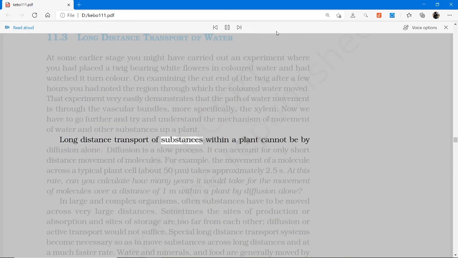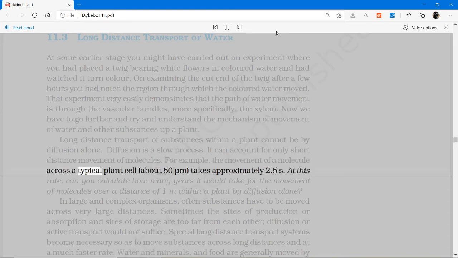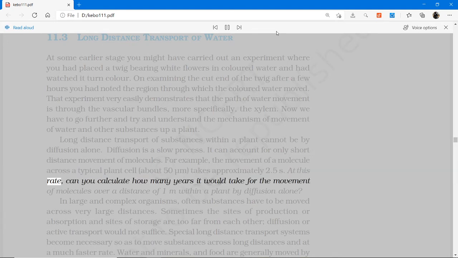Long-distance transport of substances within a plant cannot be by diffusion alone. Diffusion is a slow process. It can account for only short-distance movement of molecules. For example, the movement of a molecule across a typical plant cell, about 50 µm, takes approximately 2.5 s. At this rate, can you calculate how many years it would take for the movement of molecules over a distance of 1 m within a plant by diffusion alone?